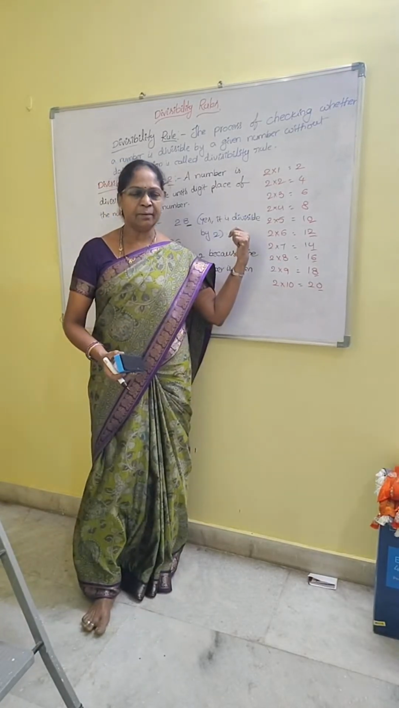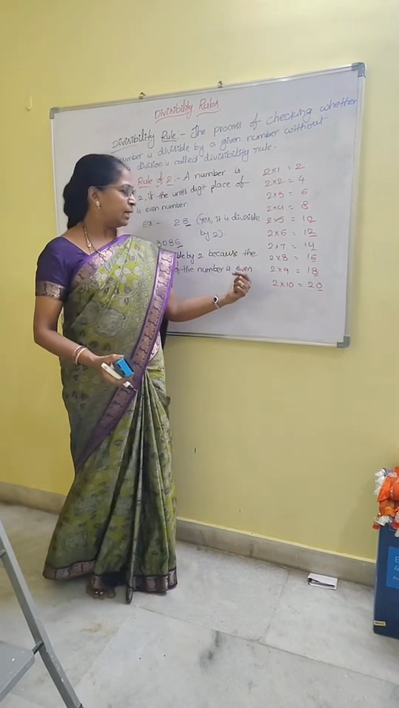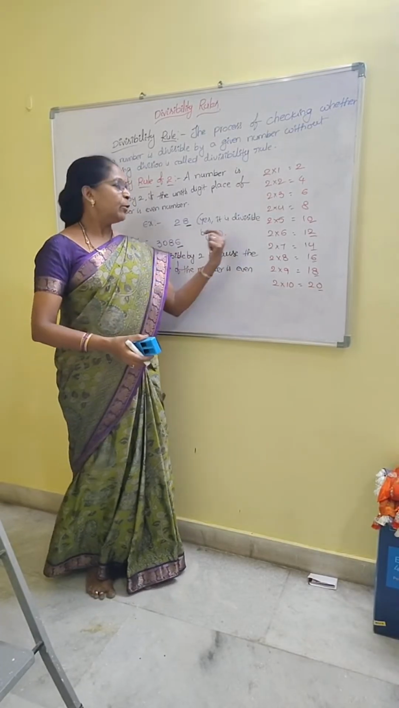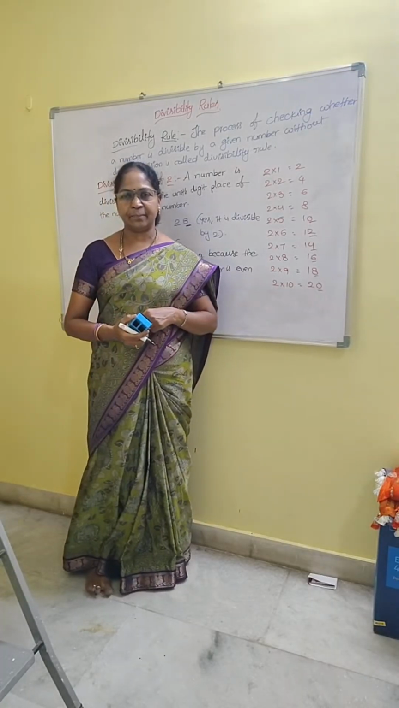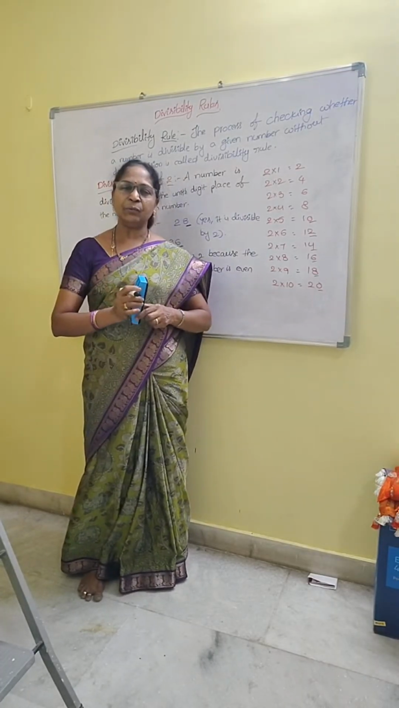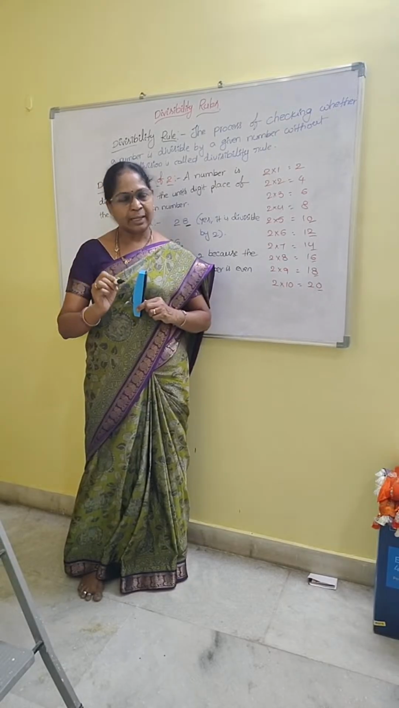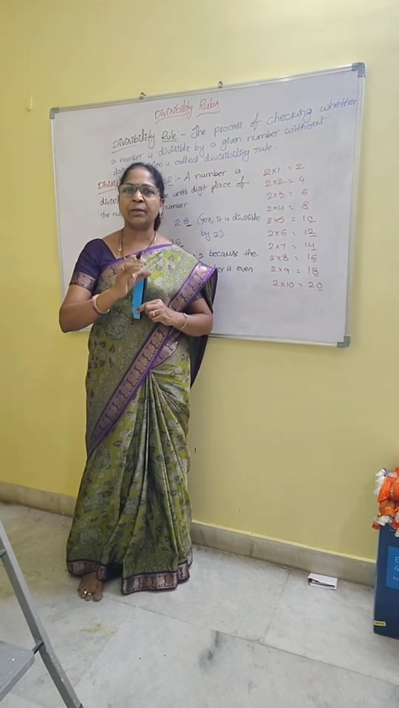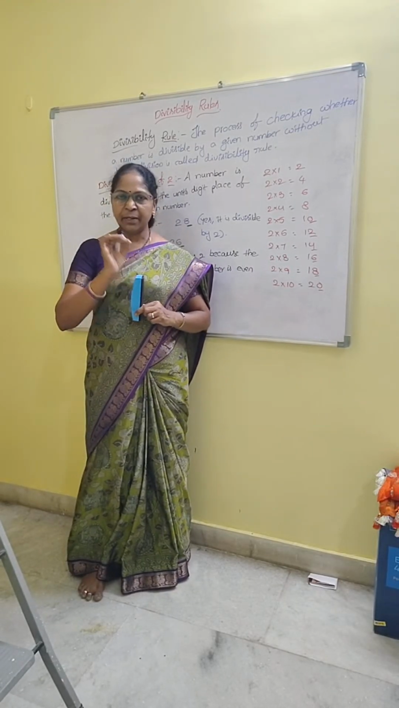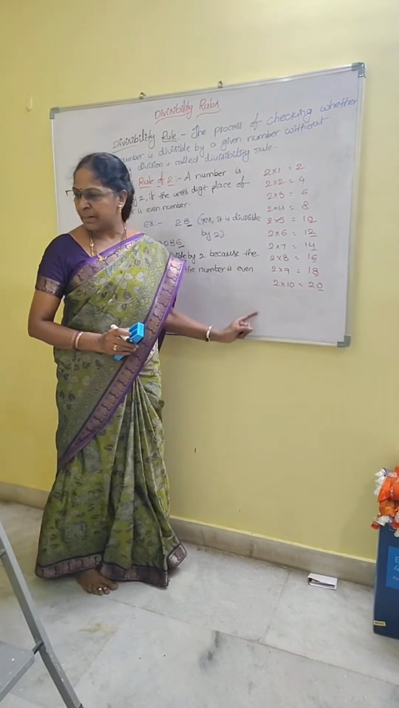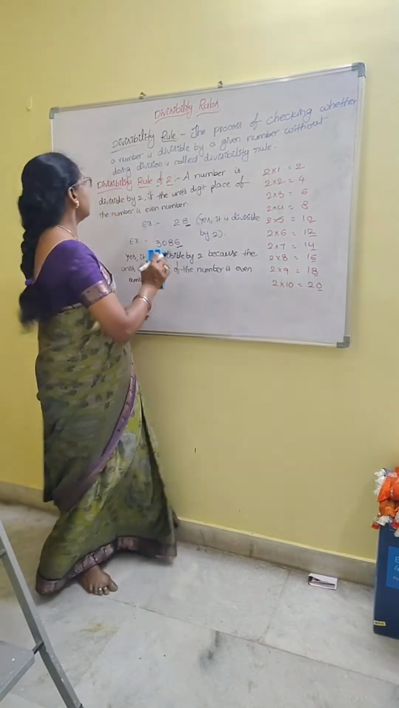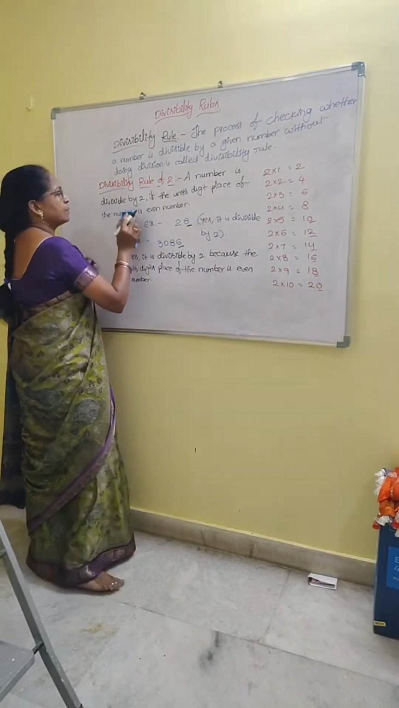If it is clear, then we are going to the next divisibility rule, that is the divisibility rule of 3. Divisibility rule of 2 is over. Yes, one by one, you just have to learn clearly. With examples also I explain clearly here. Next, divisibility rule of 3.